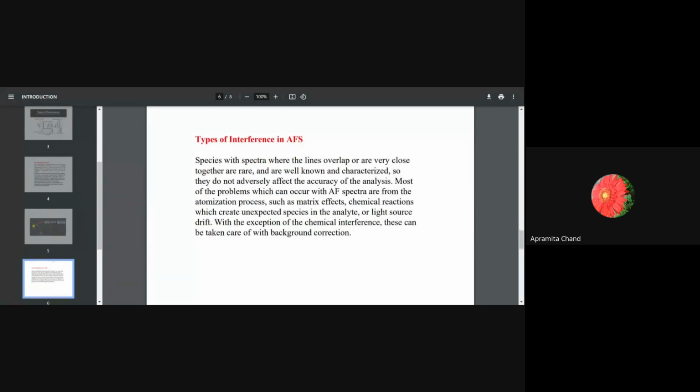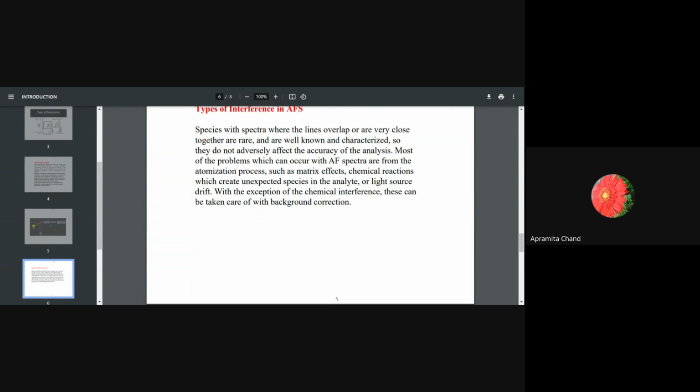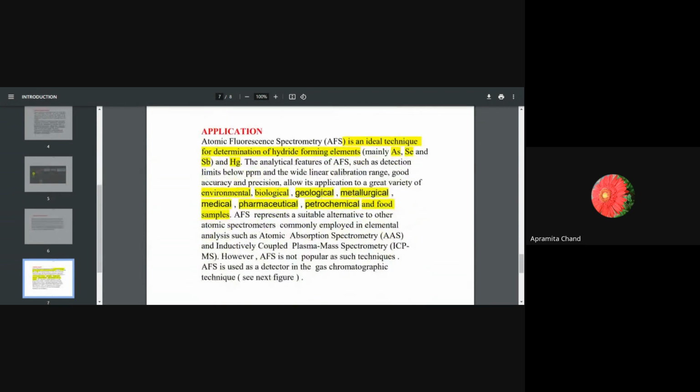Types of interference in AFS are also the same kind of thing. You will learn more about matrix effects, chemical reactions, light source drift. Here they do not much affect the accuracy of the analysis, because spectral interference is very much minimized in AFS. The only things which will cause effects are chemical reactions and light sources.